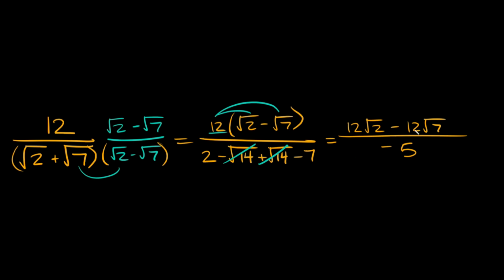Okay, now here there's nothing we can simplify, so then this would just be your final answer. 12 root 2 minus 12 root 7 all over negative 5.